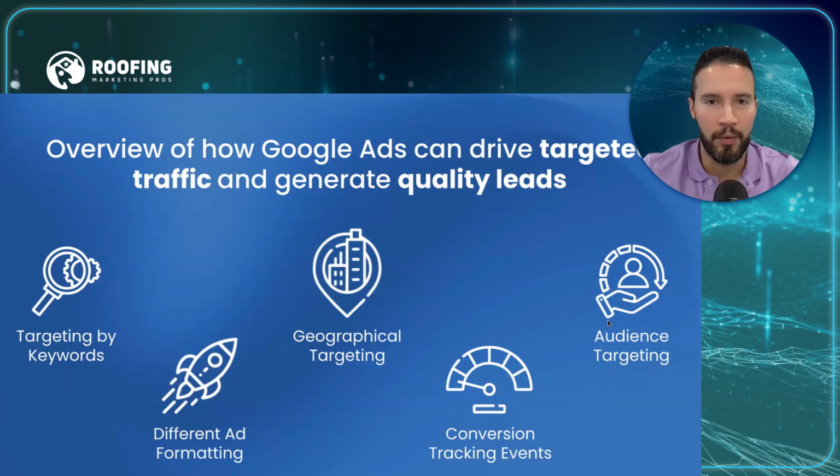Next is different ad formatting. We'll talk specifically about what kind of ads you run, such as dynamic search ads and all the different options. Then geographic targeting. If you're launching a campaign as a local business, a local provider, you want to target your local service areas. If you're a Florida roofing company, you don't want your ads showing in New York. That is a mistake I've seen a lot of people make: not targeting the correct location. Big thing.